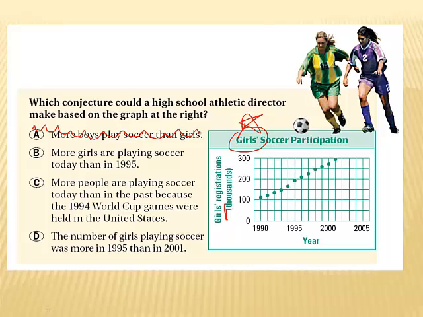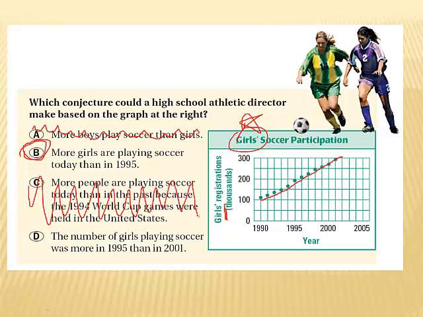All right, let's say more girls are playing soccer today than in 1995. Well, looking at this, I see a pattern that this entire data set is increasing. So if the data set is increasing, I could say, okay, more girls playing soccer today than in 1995. Yeah, I could probably say that. I think B is probably it. But let's look and see what C says. More people are playing soccer today than in the past because the 1994 World Cup games were held in the United States. Even though that's interesting, that has absolutely nothing to do with the data set that's here. So I think C's gone. I don't think you can make a case for it either.